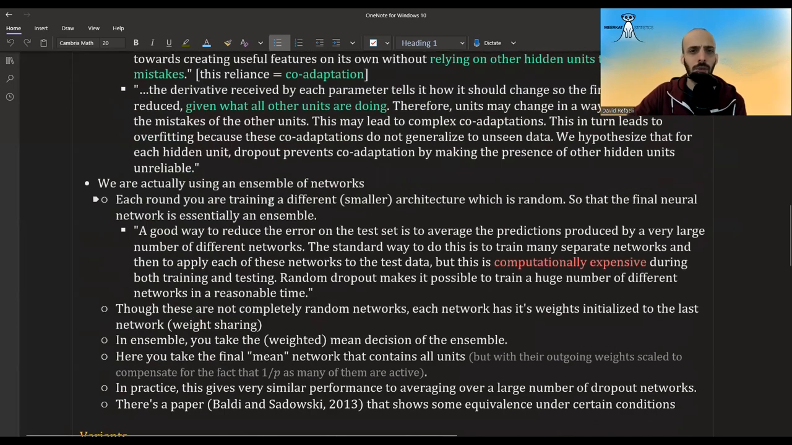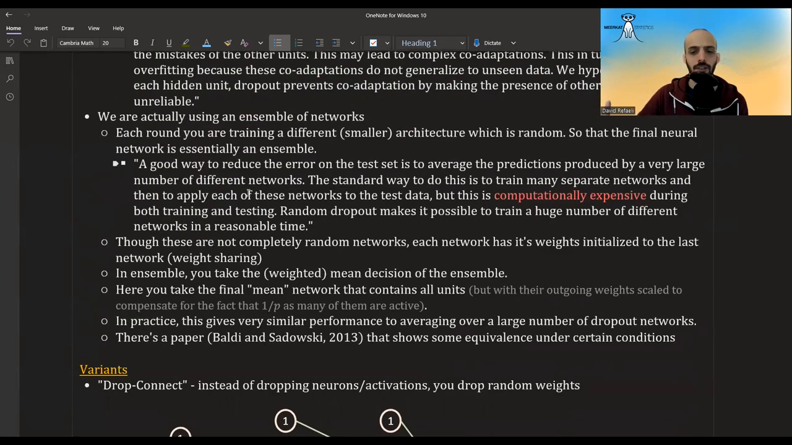Another theory is that what we are actually doing is using an ensemble of networks. Think of it like this: each round of training, you are randomly selecting a sub-network within the big network that you have, right?